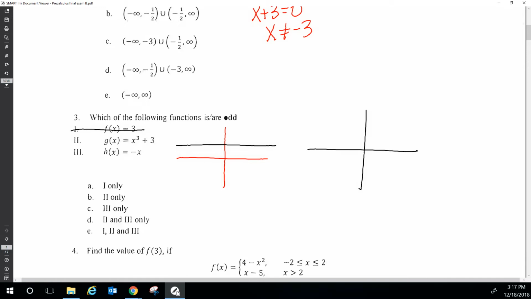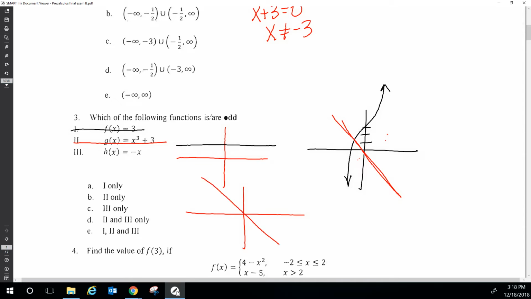For 2, I've got x cubed plus 3. You can do this here. And again, notice it's not symmetrical about the origin. If we flipped it across, say, this line here, you wouldn't get a carbon copy on either side. And then for h of x being negative x, that would be this graph here. And if I flip it across the origin, notice you're flipping right on this line. So this line wouldn't change at all. So the answer is 3 only.